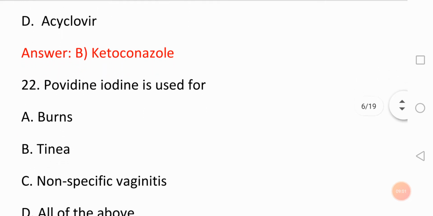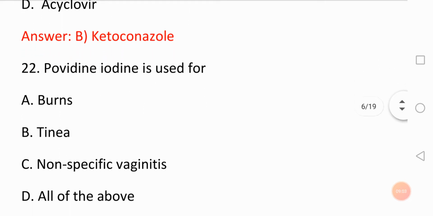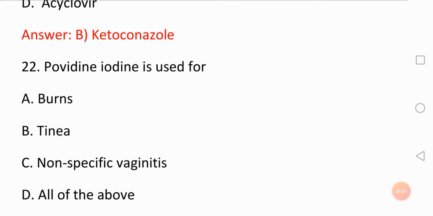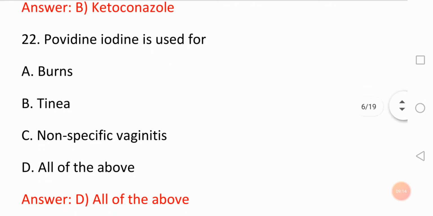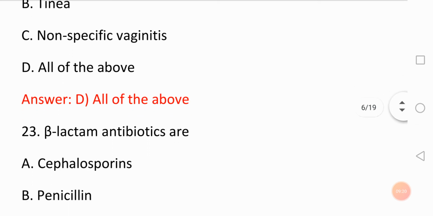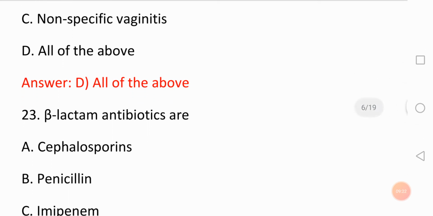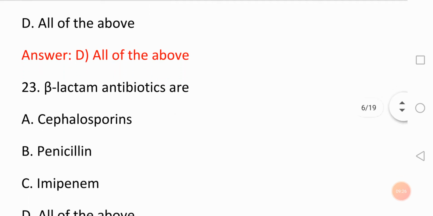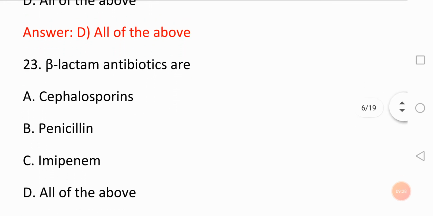Question 22. Povidone iodine is used for A. burns, B. tinea, C. non-specific vaginitis, and D. all of the above. And the answer is all of the above. It is used in burns, tinea, and non-specific vaginitis. 23rd. Beta-lactam antibiotics are A. cephalosporin, B. penicillin, C. imipenem, and D. all of the above. And the answer is D, all of the above.